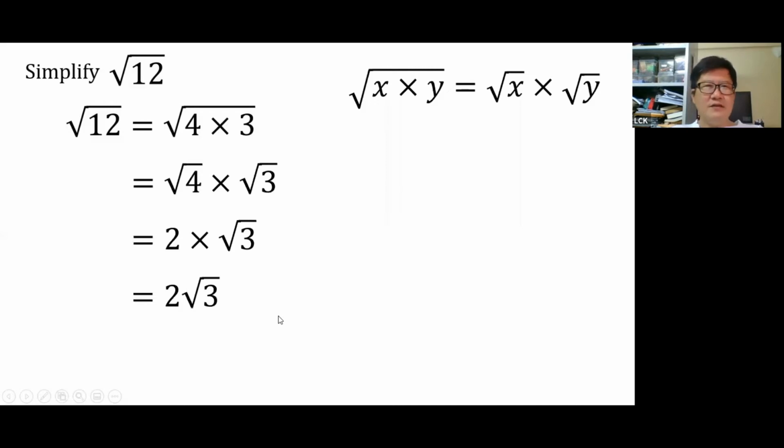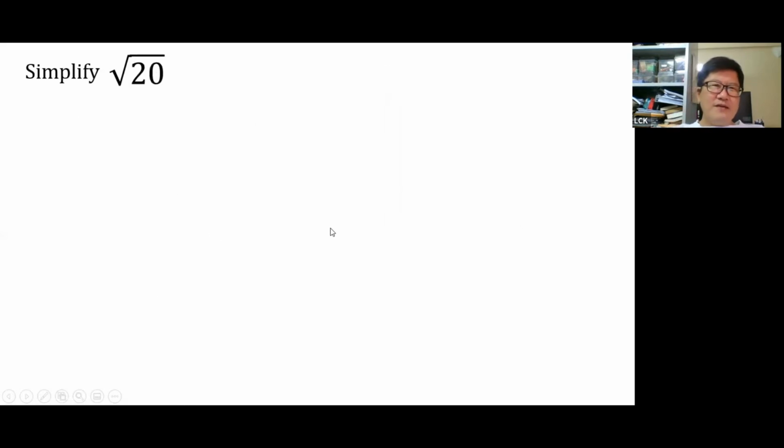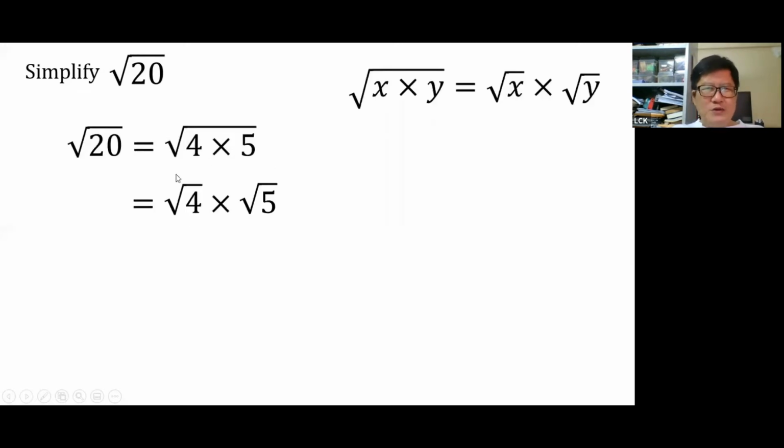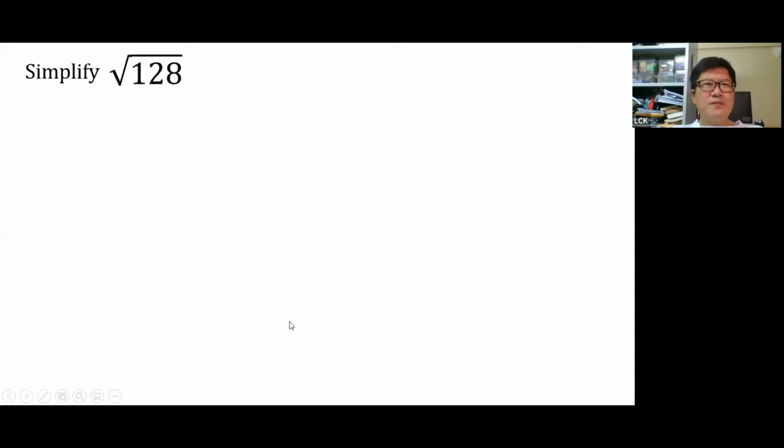Very simple again. All right, let's say simplify square root of 20. Again, break it down. 20 is 4 times 5. Break it into 2 different surds. I've broken it into 2 separate surds. Here square root of 4 is 2, square root of 5 is a dead end for you, so that's 2 square root 5. That's it, really simple.